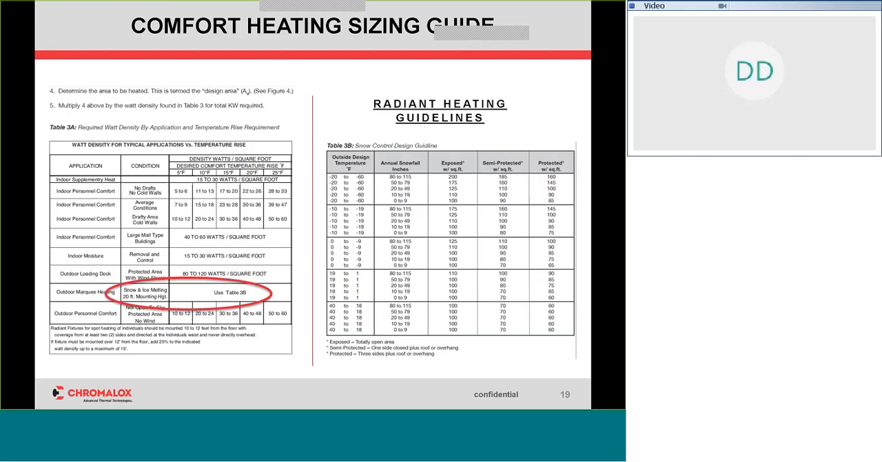I show you that chart. There's also one for ice and snow melting. We get this question a lot, and sometimes we don't realize that chart's even there.